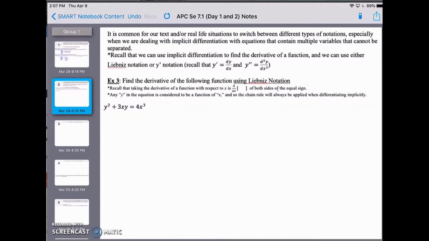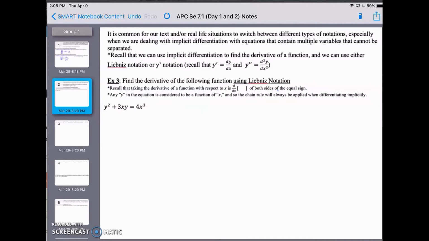So for my example 3, it says find the derivative of the following using that Leibniz notation. And recall that taking the derivative of a function with respect to x is d dx of both sides of the equal sign. Any y in our equation is considered to be a function of x. And so whenever we come across a y and we have to differentiate it, we'll always be applying the chain rule when we're differentiating implicitly. All right, so let's just take a look at this.